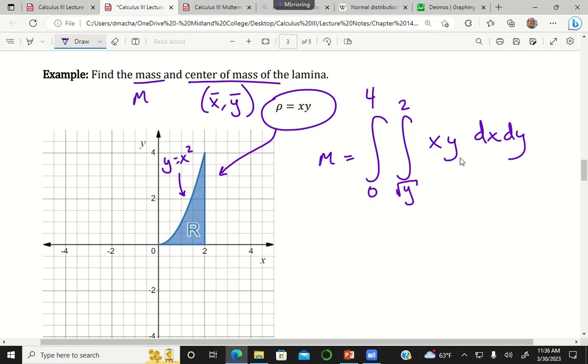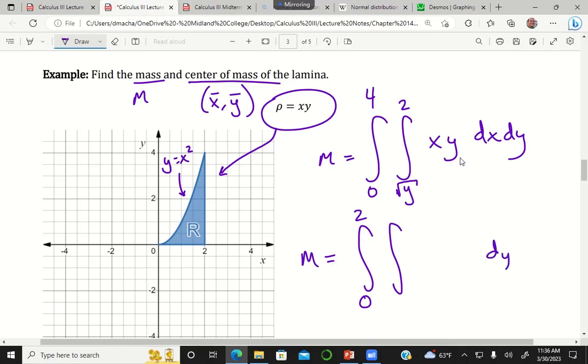If I did 0 to 4 for my y variable, and I did 0 to 2 for my x variable, that would be describing the entire rectangle, right? And so I don't want to integrate over the entire rectangle. I just want to capture this weird shape here. If I wanted to avoid this, there's another way I could write the same double integral. And so sometimes it helps to write it out 2 times.